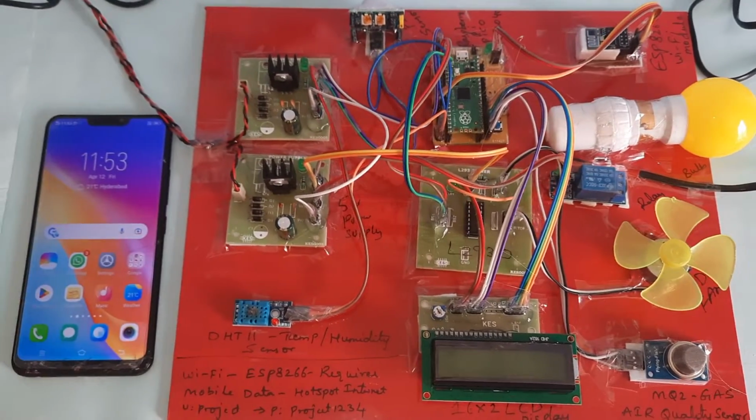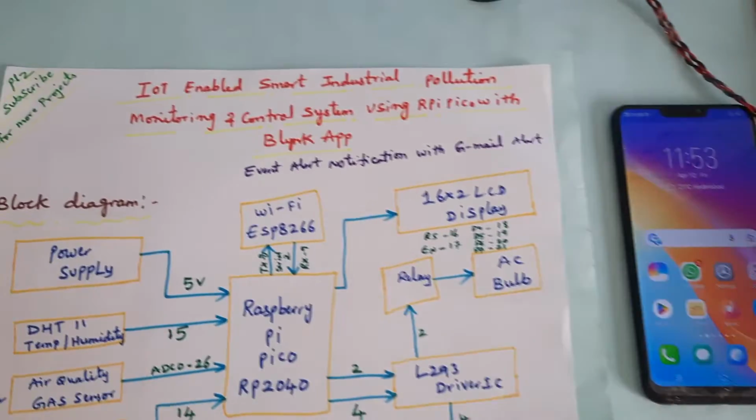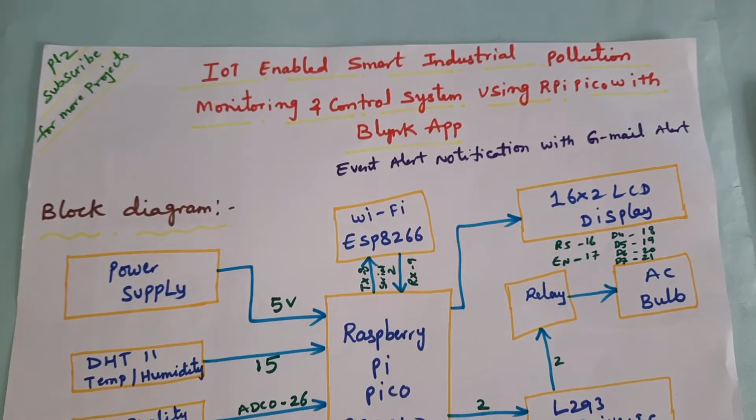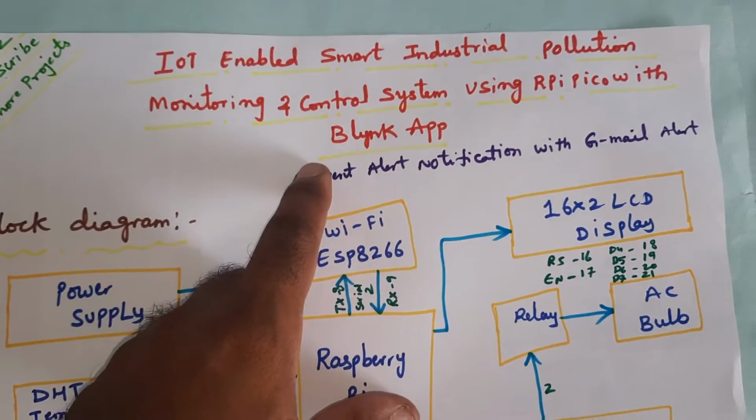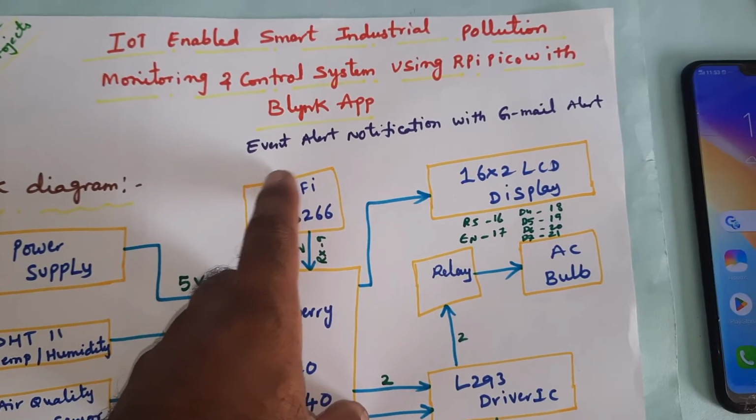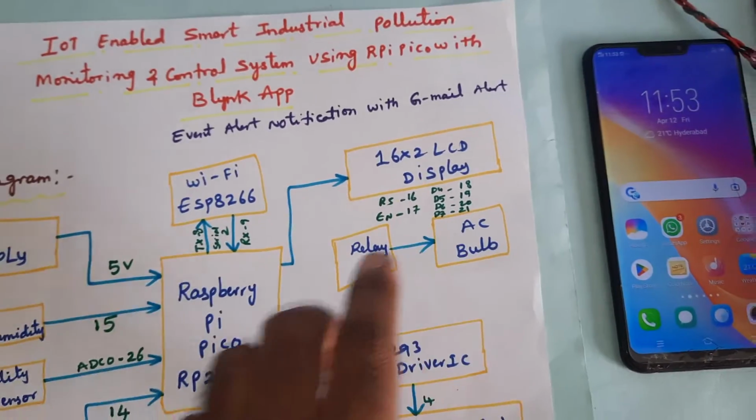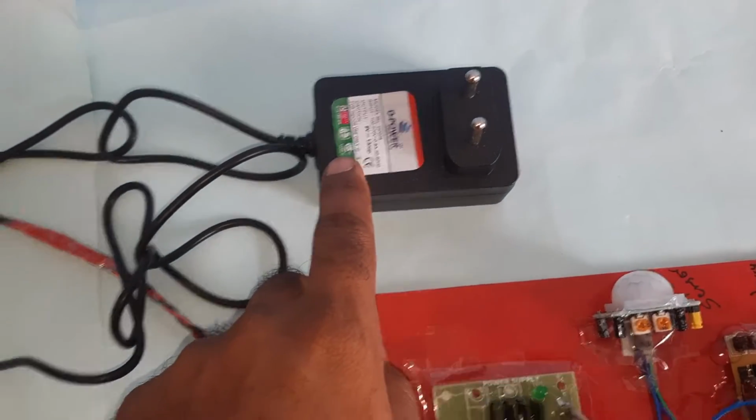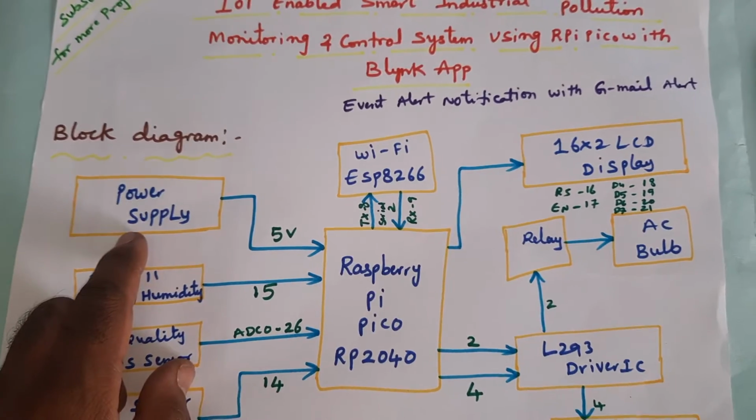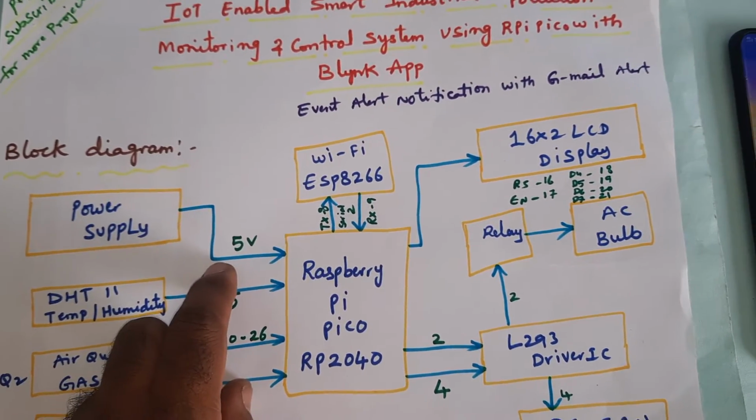Hi. The project title is IoT-Enabled Smart Industrial Pollution Monitoring and Control System using Raspberry Pi Pico with the BLYNK app. We are getting the event notification alert, the BLYNK app notification alert, as well as a Gmail alert. In this project, we are using a 0 to 9 volts adapter power source, and it's given to the power supply board. It converts to a pure 5 volts DC output.